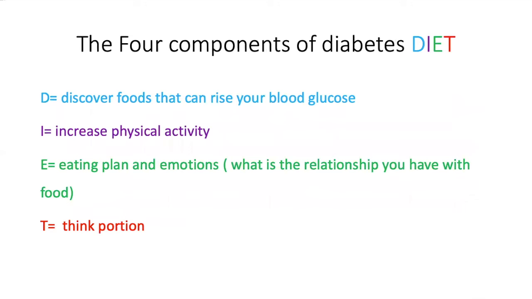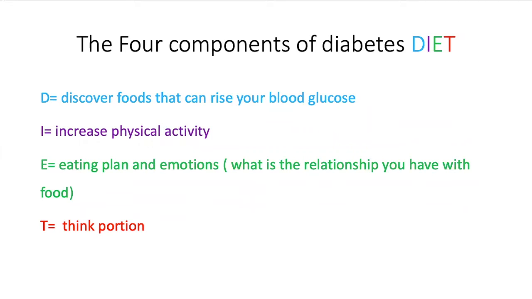So what are the four components of diabetes diet? The first one, D, stands for discover foods that can raise your blood glucose. Is this food going to increase my blood glucose? When we pick the food to eat, we have to know if that food is going to raise our blood glucose. If that's the case, just avoid it. If it's not, you stick with it.